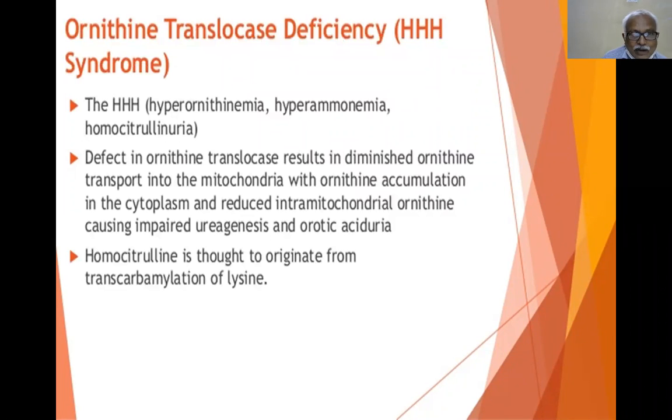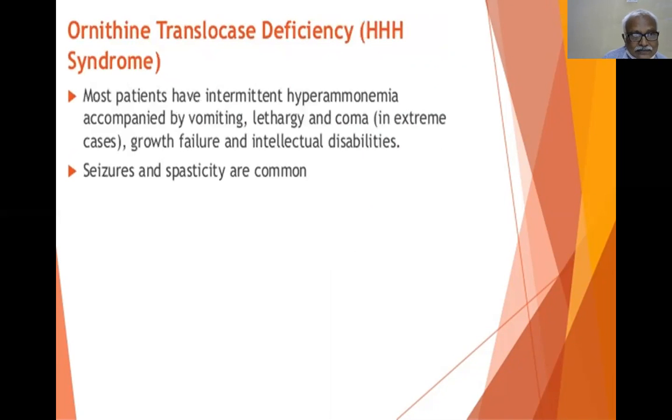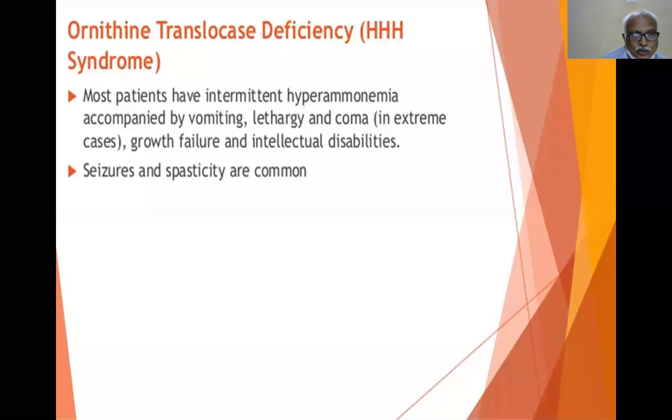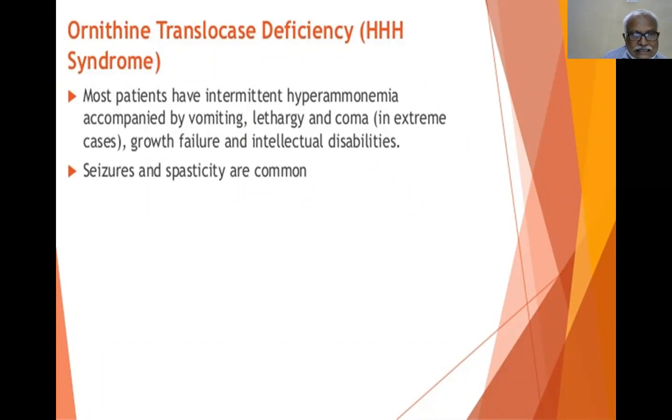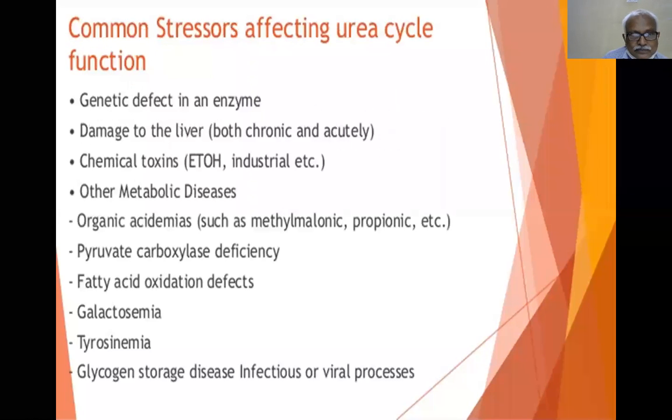HHH, hyperornithinemia, hyperammonemia, homocitrullinuria. Homocitrullinuria is thought to originate from transcarbamylation of lysine. So most patients have intermittent hyperammonemia accompanied by vomiting, lethargy, and coma, growth failure, and intellectual disabilities. Seizures and spasticity are most common.